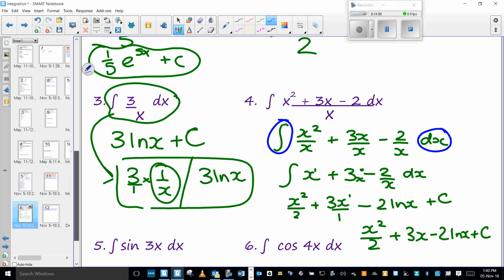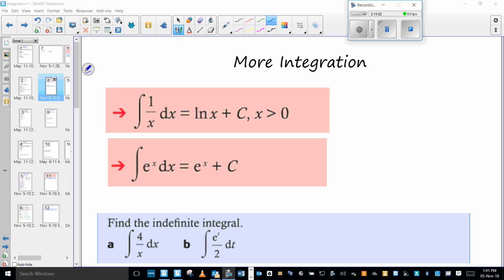That's okay. There's just a couple more examples. So again, this is the summary. So 1 over x integrates to ln x, e to the x integrates to e to the x. Okay, so that's our summary.